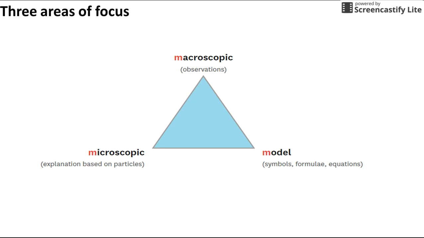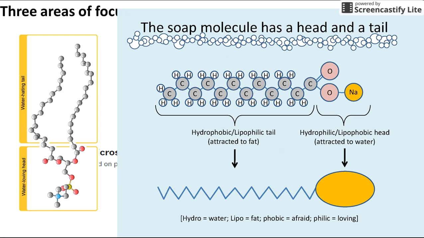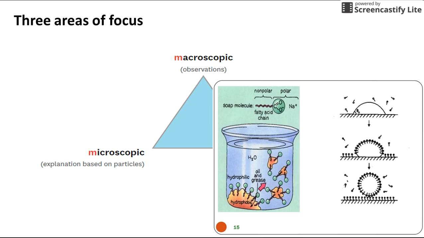In terms of the microscopic focus, so now you're looking at particles, you're looking at structures. So think of your polar head and your non-polar tail. So you need to be able to explain this. Here's another version where it's showing a detergent that's man-made. So look at the similarities and the differences, compare them. Think of how they work.